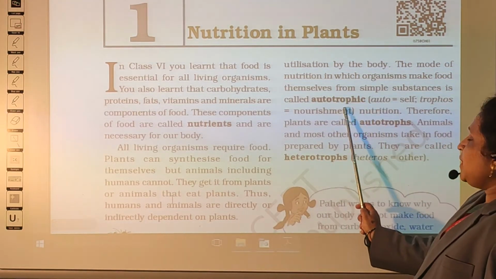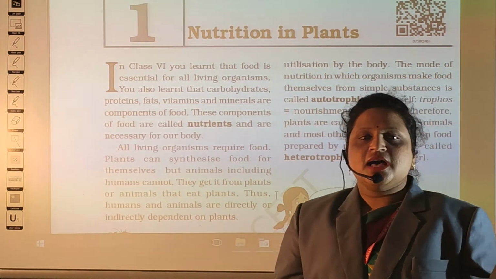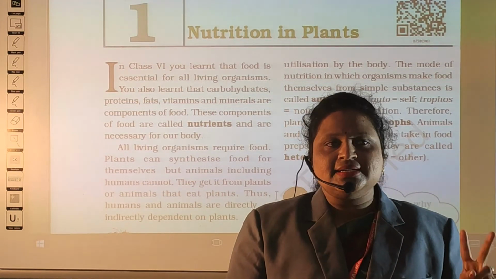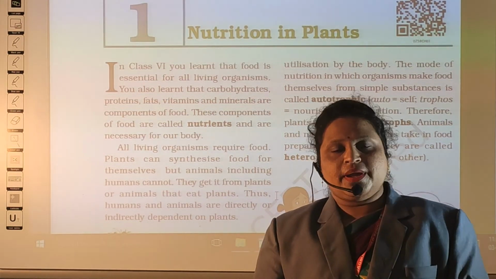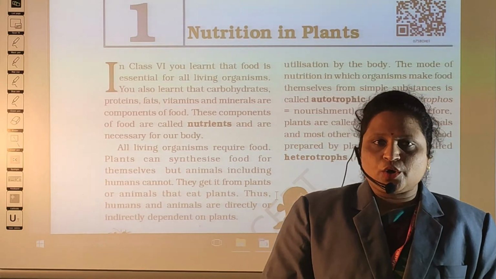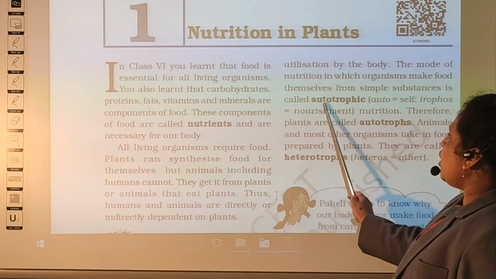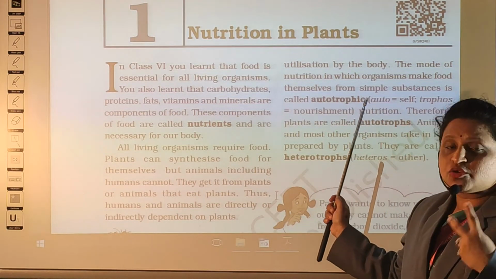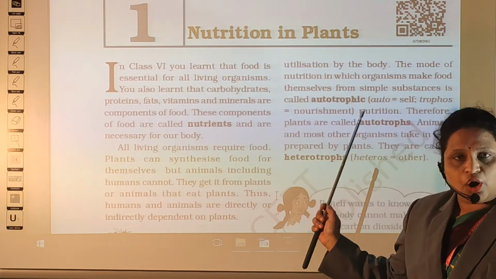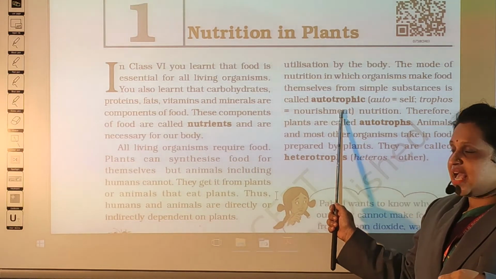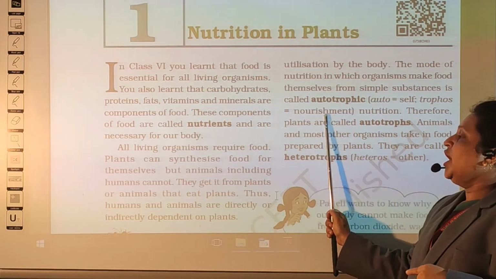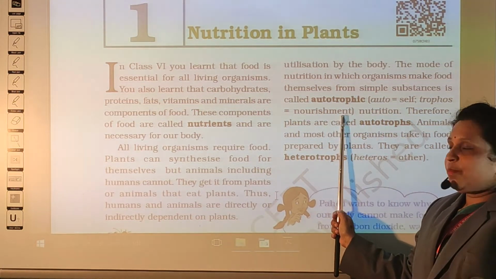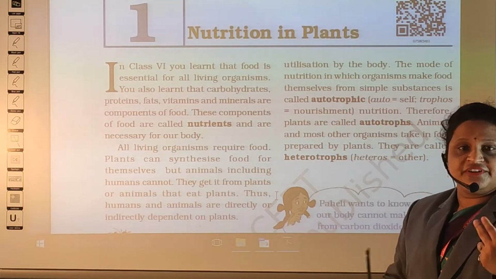Now, plants also have two types. One is autotrophic and the other is heterotrophic. What is meant by autotrophic? Auto means self. And trophic means nourishment. So autotrophic means self nourishment.